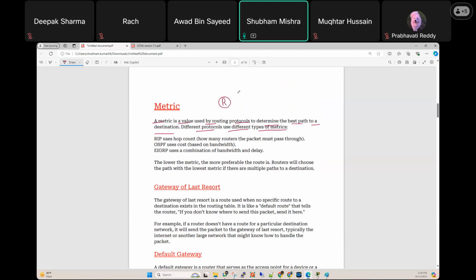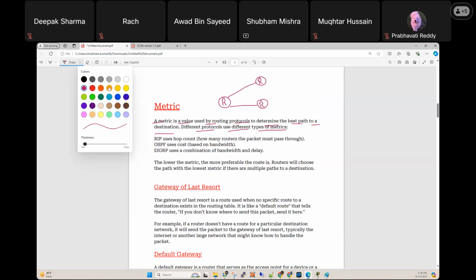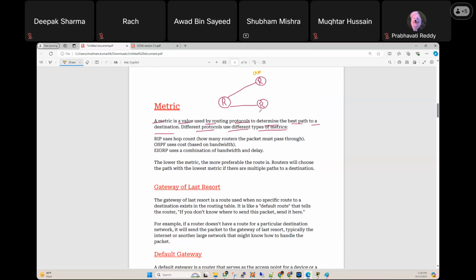This is the router. This is the router. This is the router. Here, on all the routers, we are running OSPF. It means the same routing protocol. So if we are running the same routing protocol, it means the AD value here is 110, 110, 110. Yes or no? For example, here I am running 10.0.0.0/8.